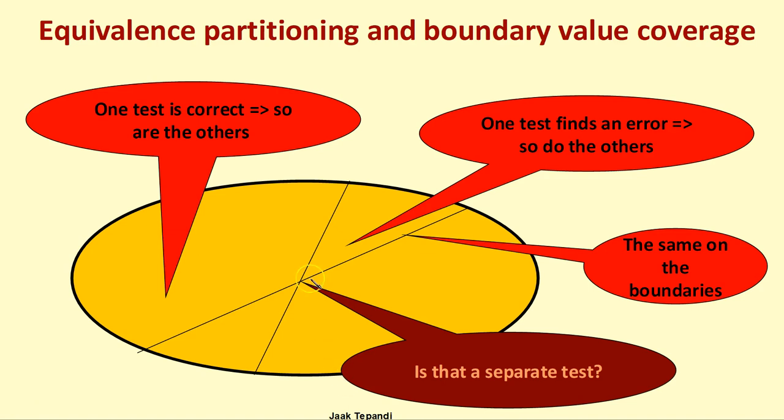Well, here is a picture of an input area. So here is one equivalence class, and we assume that if one test from this area is correct, then all the other tests are correct as well, and if one test fails, then all the other tests fail as well. Of course, this doesn't mean that all inputs in this area give the same results. This is a different thing.